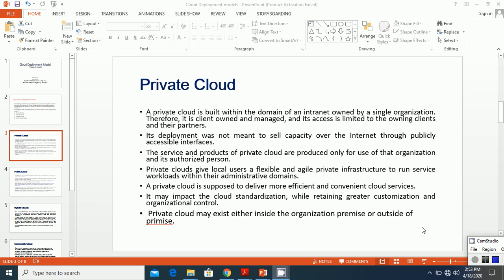In a private cloud, sharing of resources is present but limited to the internal persons or organization. The second point is that the control of infrastructure is owned by the owner of the organization. But the services of private clouds are available to all internal networks and connected computers.